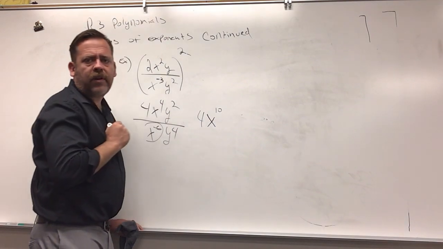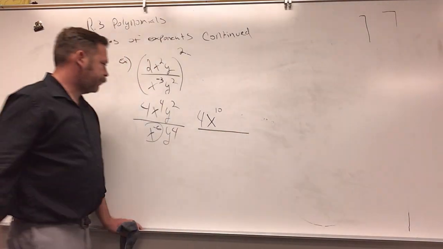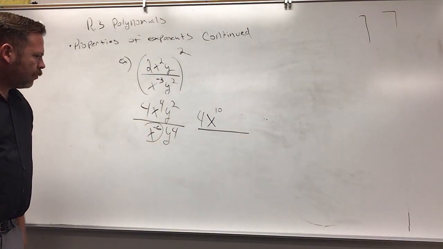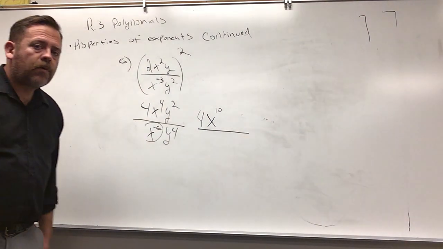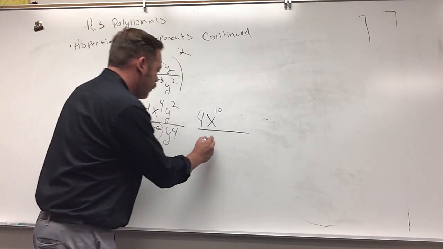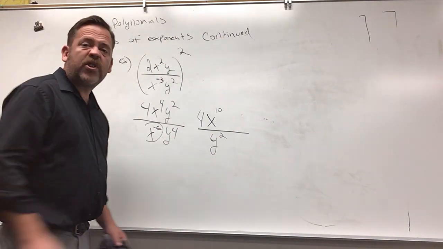All right, I'm going to pause. Let's talk about it. You tell me. Now the y's. More y's on top or on bottom? Yep, you're right. There's more y's on the bottom. By how many? By 2. Y squared. Good. Let's just try one more of these.